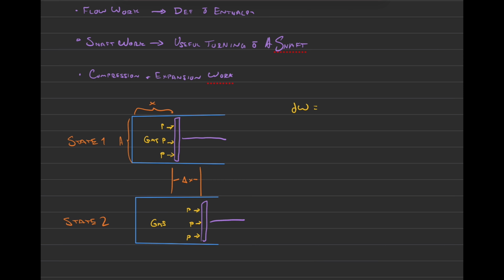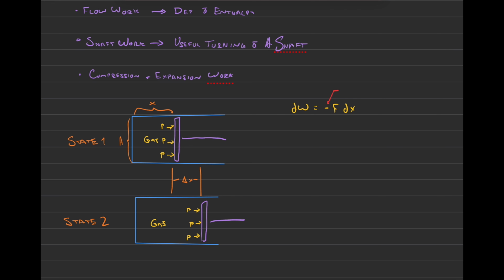Differential work added to the control volume is going to be equal to negative force times distance. And we say negative here, and I wanted to note that this is important, because we're talking in reference to the control volume, right?